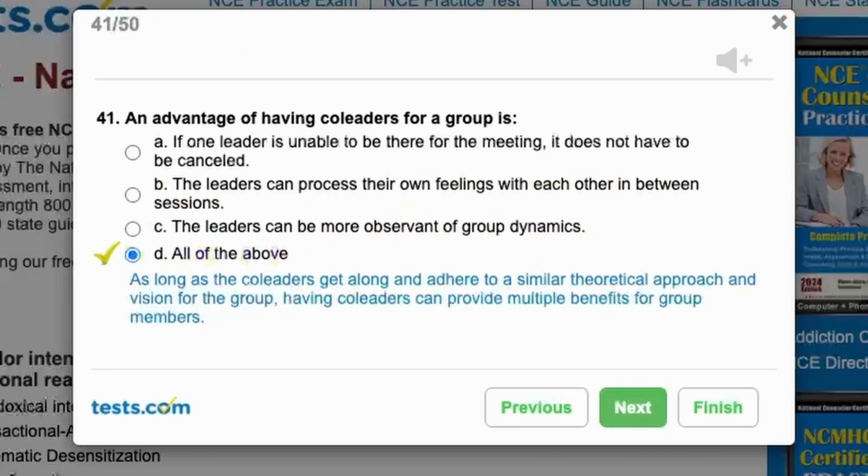D. As long as the co-leaders get along and adhere to a similar theoretical approach and vision for the group, having co-leaders can provide multiple benefits for group members.